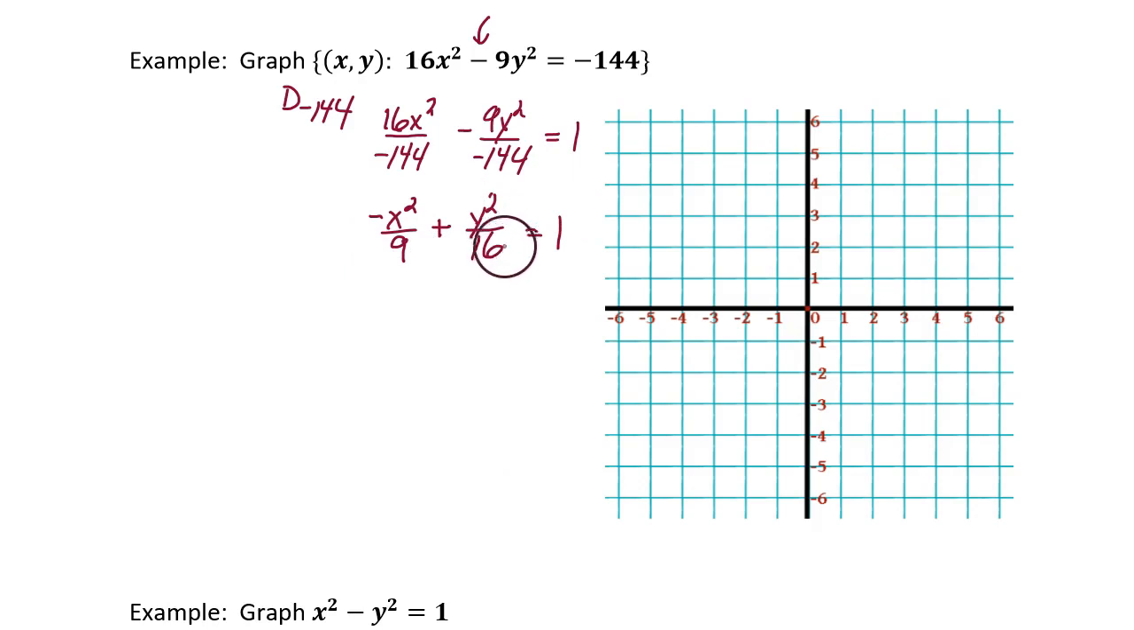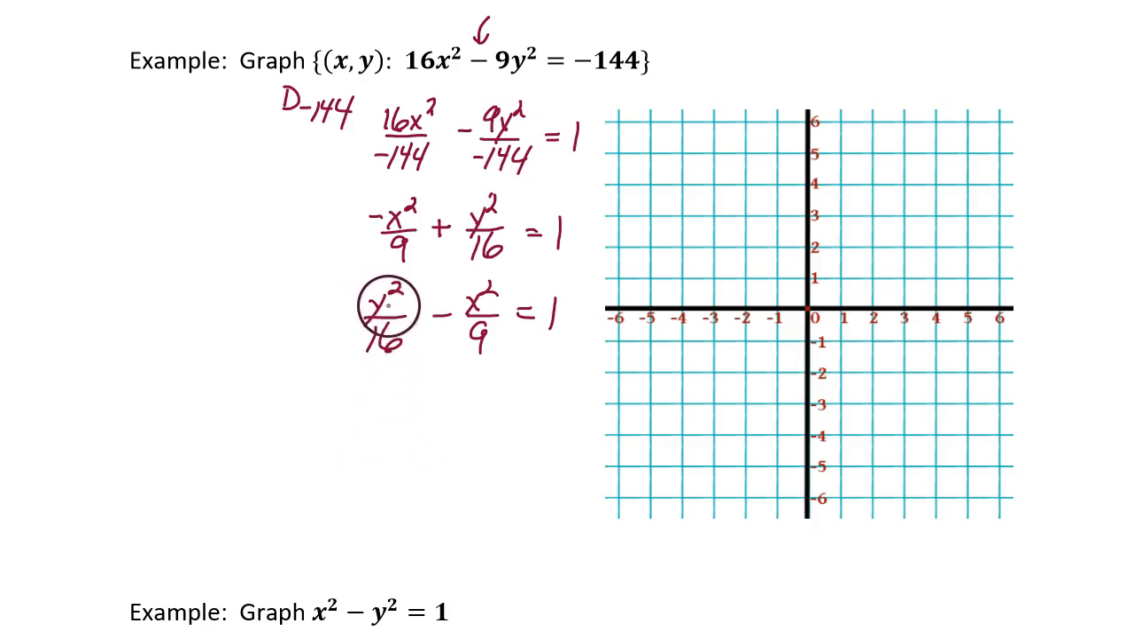Is this the format we're looking for yet? How do we fix it? Let's reverse the terms. Put the y squared over 16 first, and then put the minus x squared over 9. Now we have the general form for a hyperbola.